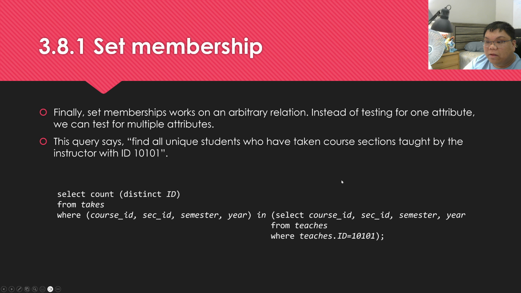Finally, set membership works on an arbitrary relation. Instead of testing for one attribute, we can also test for multiple attributes. This query says, find all unique students who have taken courses taught by the instructor whose ID is 10101. Select count distinct ID from takes, where course ID, section ID, semester, year in: select course ID, section ID, semester, year from teaches, where teaches.ID equals 10101.